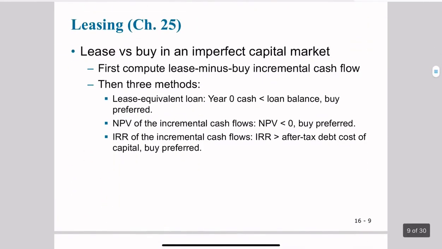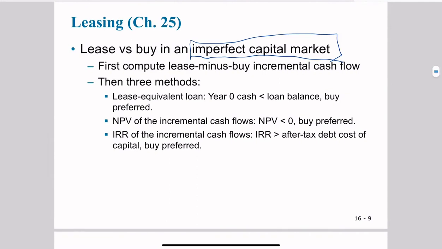And then the main or the more difficult part of this chapter is about how do we think about leasing versus buying in the imperfect capital market. So here specifically, the imperfection we consider here is the existence of corporate tax. Right? So in this case, the rationale is you can consider this as a two-step process. First, you will calculate the lease versus buy incremental cash flow.